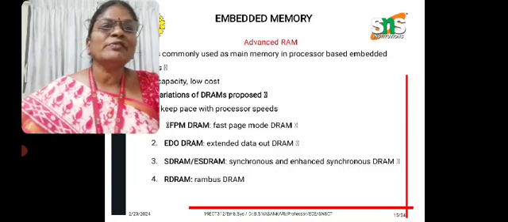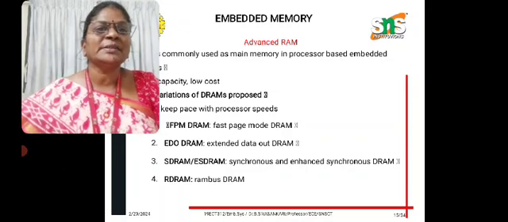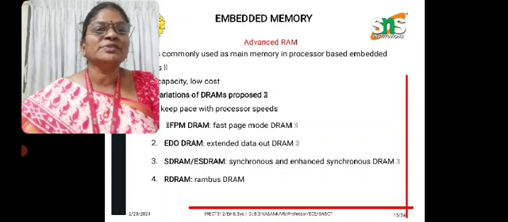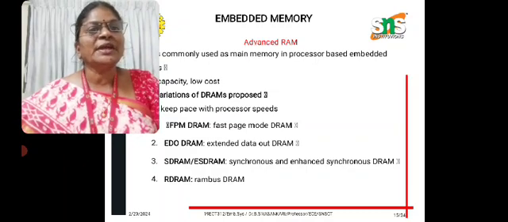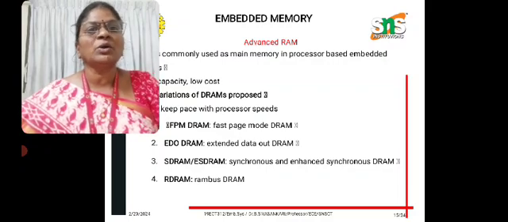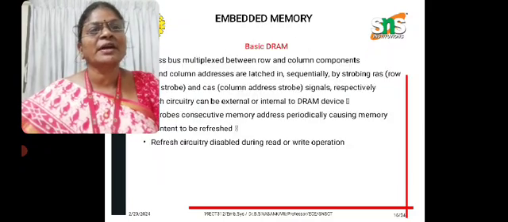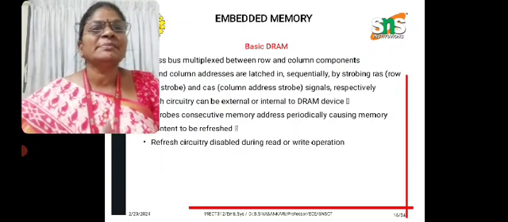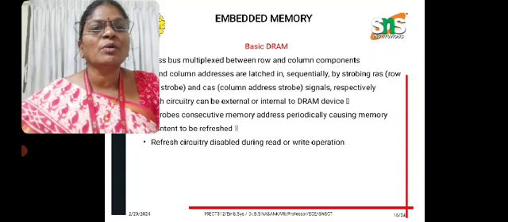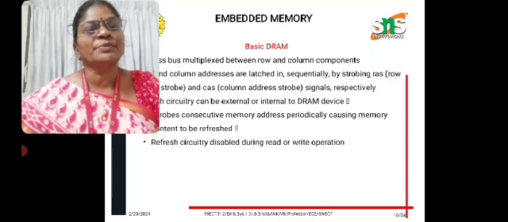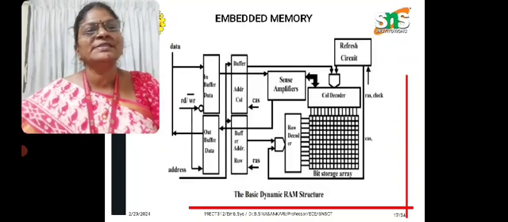And these are the types of advanced RAM, which address the limitations of DRAMs in capacity and cost. They are FPM DRAM, that is fast page mode, EDO DRAM, extended data out, SDRAM, and ESDRAM or RDRAM. These are the types of advanced RAMs. In basic DRAM, the bus is multiplexed between row and column components, and refresh circuitry is disabled during read or write operations. These are the features of basic DRAM.